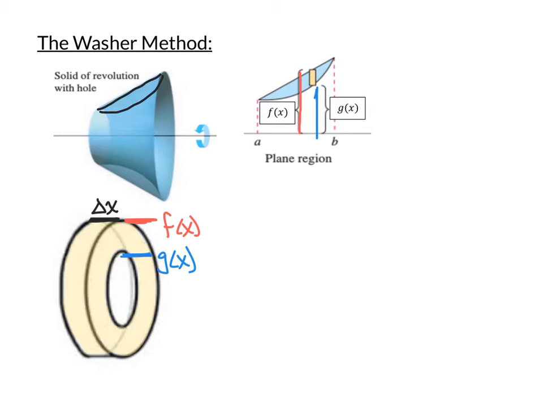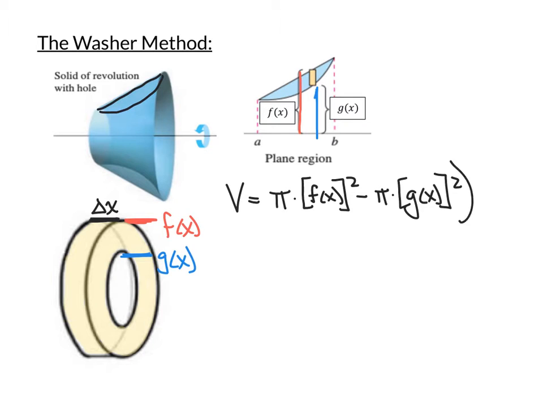So the volume of our washer is going to be pi times big R squared. In this case, our big radius is f of x. And we'll subtract off pi times little r squared. In this case, our little radius is g of x. And all of that gets multiplied by the height or the depth of the washer, delta x.